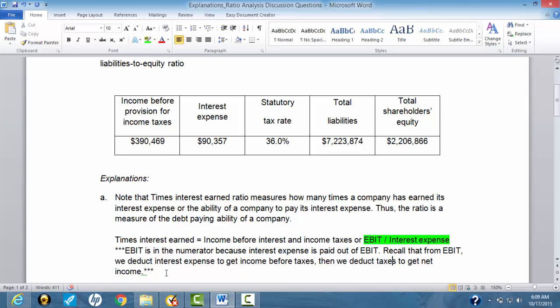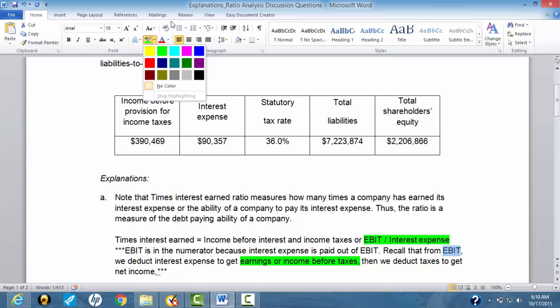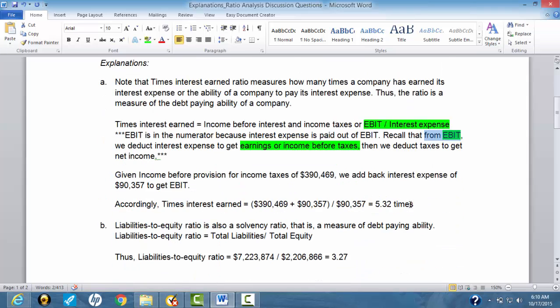Now recall that from EBIT, we deduct interest expense to get earnings before taxes, or income before taxes. So we can make that point here, earnings or income before taxes. Then when we deduct taxes from earnings before taxes, we get net income. So what that means is, if we have earnings or income before taxes and we want to get to EBIT, what we need to do is add back interest expense to that to get to this point. So that is what we need to do.